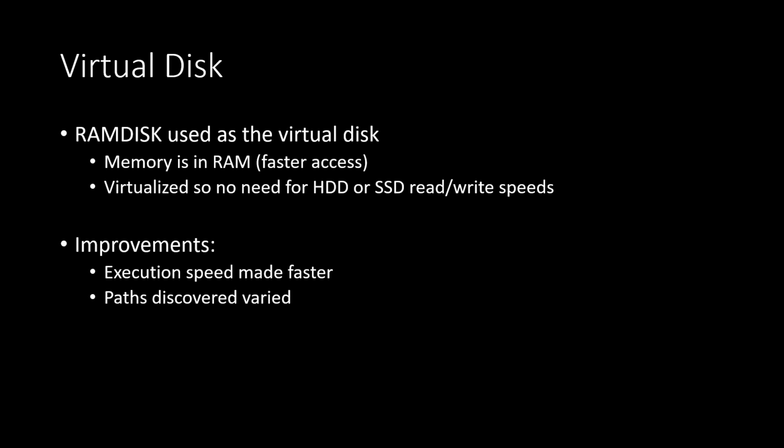So the first thing in speeding up execution, we decided to use a virtual disk. In particular, we used a RAM disk, which keeps data in RAM, which is obviously much, much faster than going to a hard drive or an SSD for data. And what we ended up seeing was execution speed was obviously faster for the most part. And as a result, though, paths discovered varied a little bit.